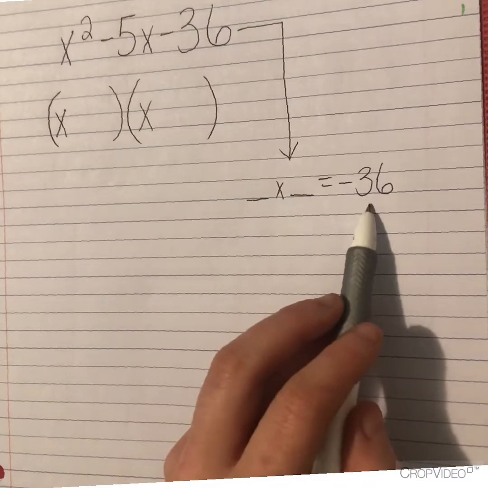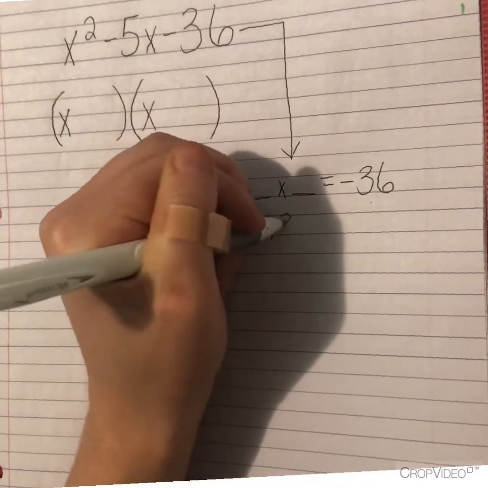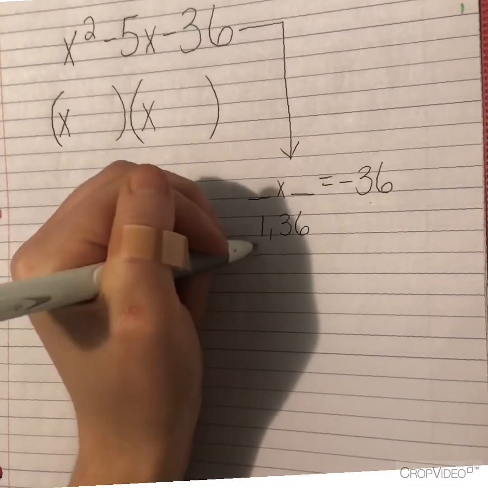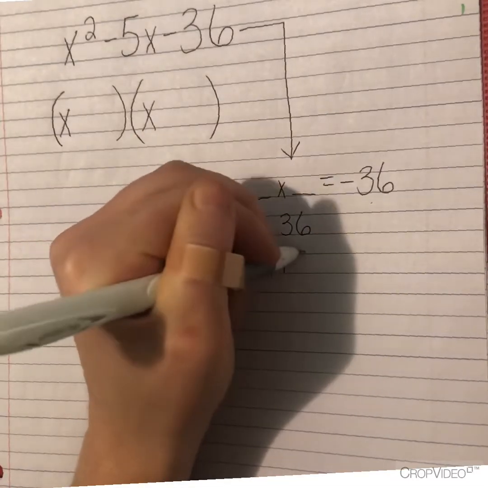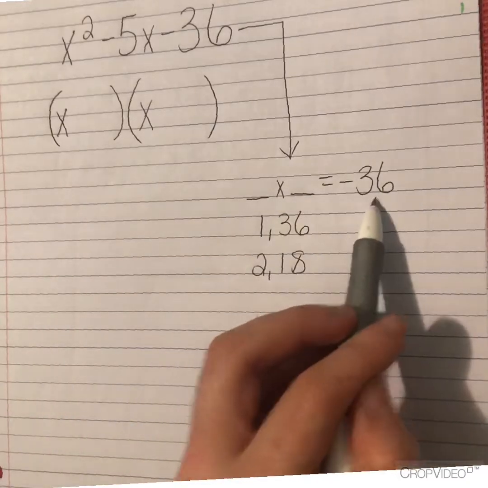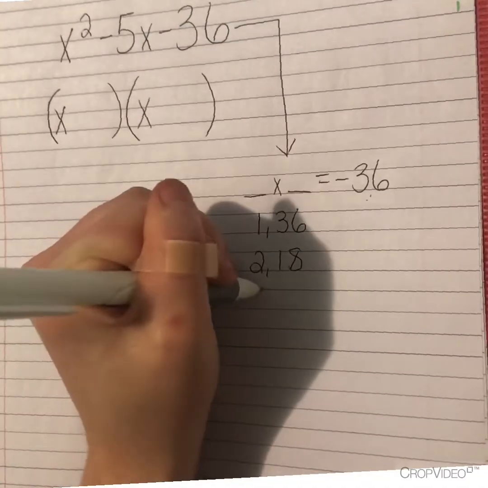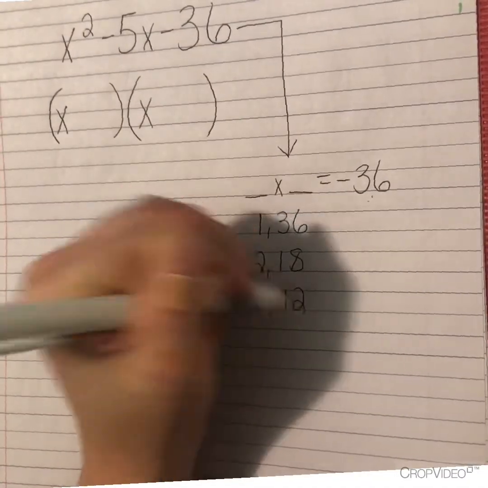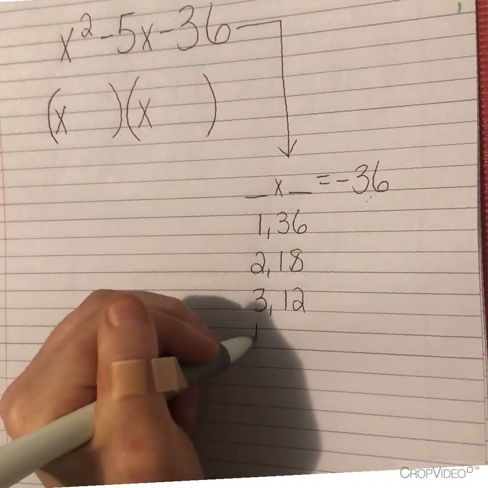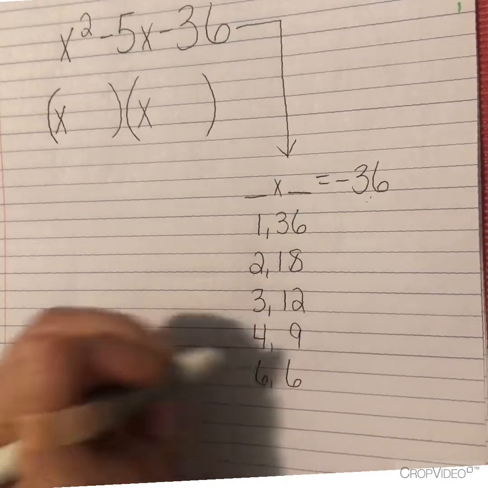So thinking of multiples of 36, I can think of 1 and 36. I can think of 2 and 18. And you may have to use a calculator, so you could just do 36 divided by 2 is 18. 36 divided by 3 would give us 12. And then we could get a 4 and a 9. We can get a 6 and a 6, and it stops there.